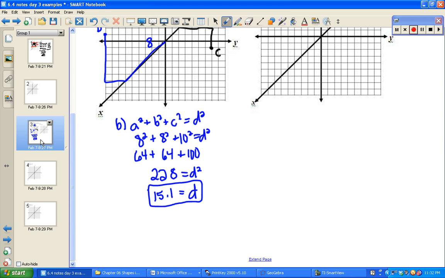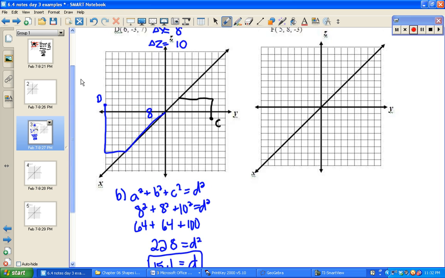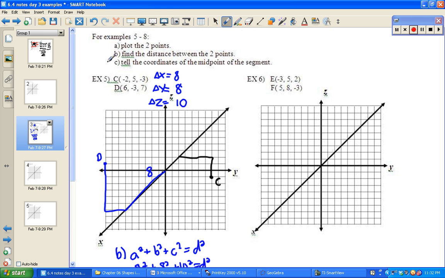Okay. So part B we've got down. We plotted the 2 points. Check that off. We found the distance. Check. And then the coordinates of the midpoint. So the midpoint is the point that's right smack dab in the middle of D and C. So if we connected D to C here, I'll do my best to draw a dotted line between the two of them. The middle of it's going to be somewhere right in here.